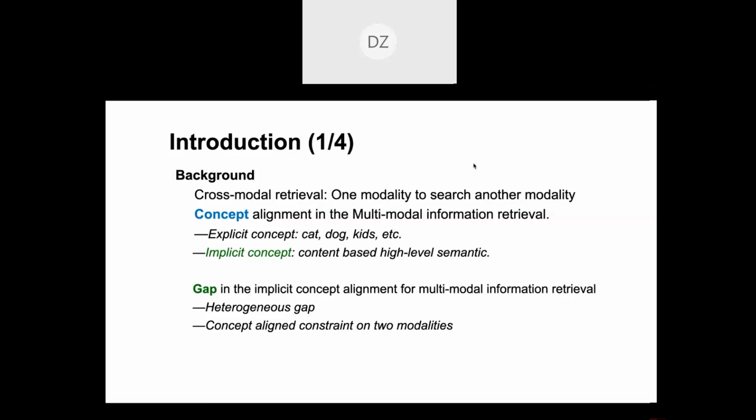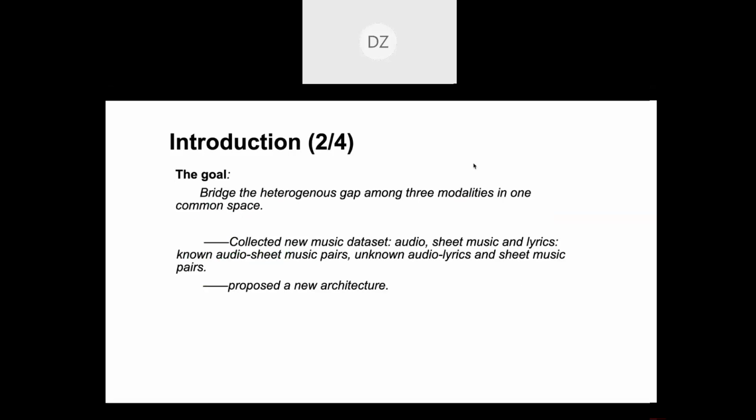So we can compare them with each other directly. The second one is that the concept alignment is constrained to two modalities, like in cross-modal retrieval. So the goal of this work is to bridge the heterogeneous gap among the three modalities in only one common space. In this work, we collect a new music dataset, which includes music audio, the sheet music, and the lyrics. The audio and the sheet music pair is known, and the audio and the lyrics, and sheet music and lyrics, are unknown.